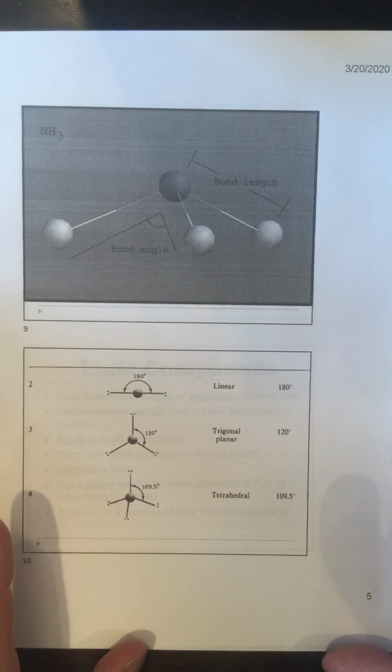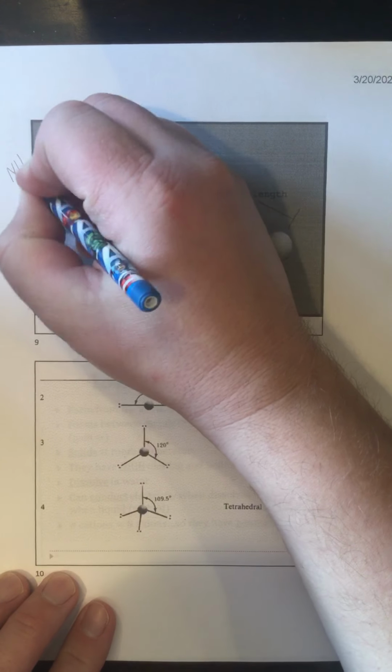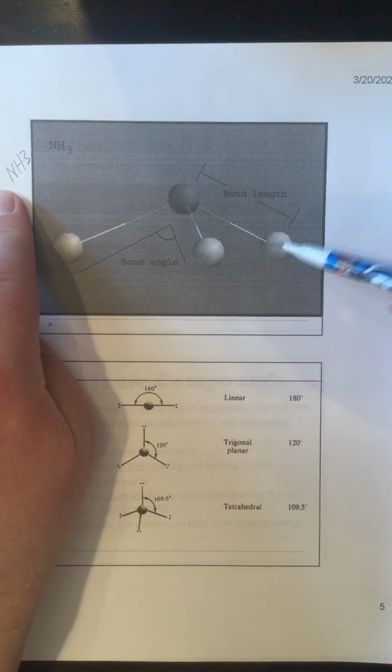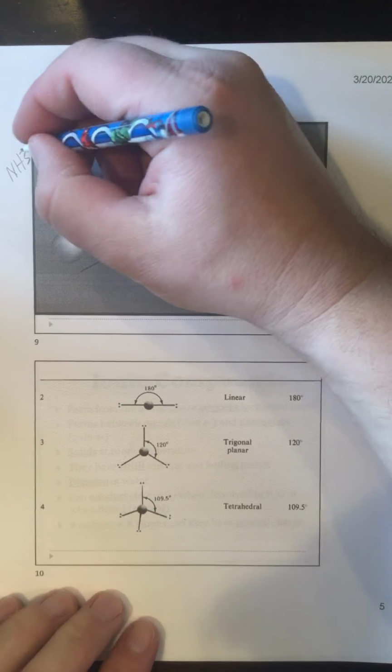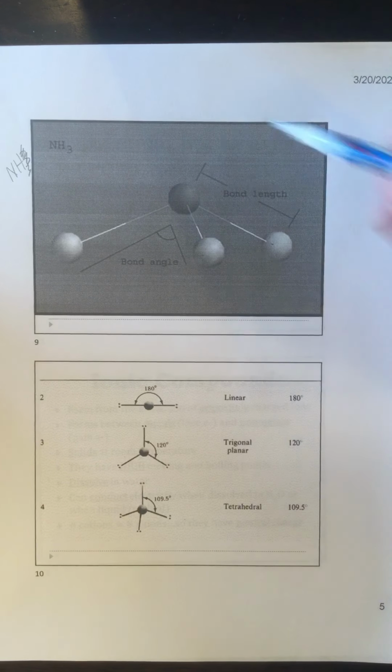This one's a little bit harder to see up here. This says NH3. So it's 1 nitrogen and 3 hydrogens. Well, I don't know why I made that a big 3. Little 3 there. 3 hydrogens. 1 nitrogen, 3 hydrogens. Okay.